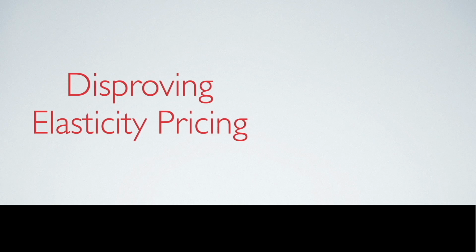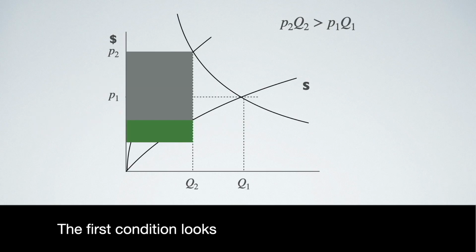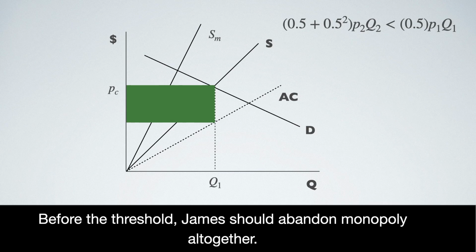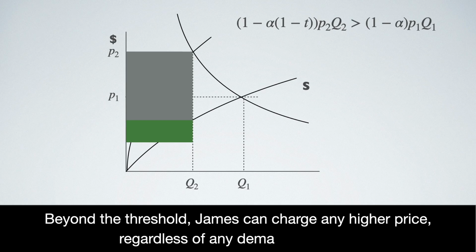Disproving elasticity pricing. The first condition looks like elasticity pricing theory, but it's actually a threshold. Before the threshold, James should abandon monopoly altogether. Beyond the threshold, James can charge any higher price, regardless of any demand elasticity.